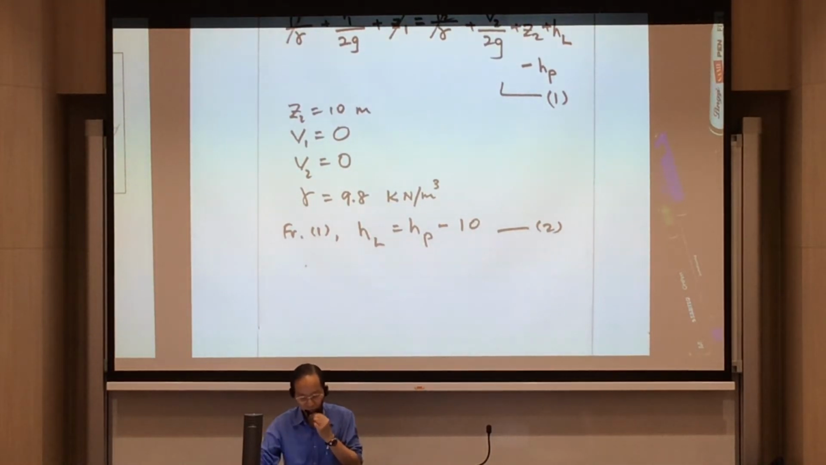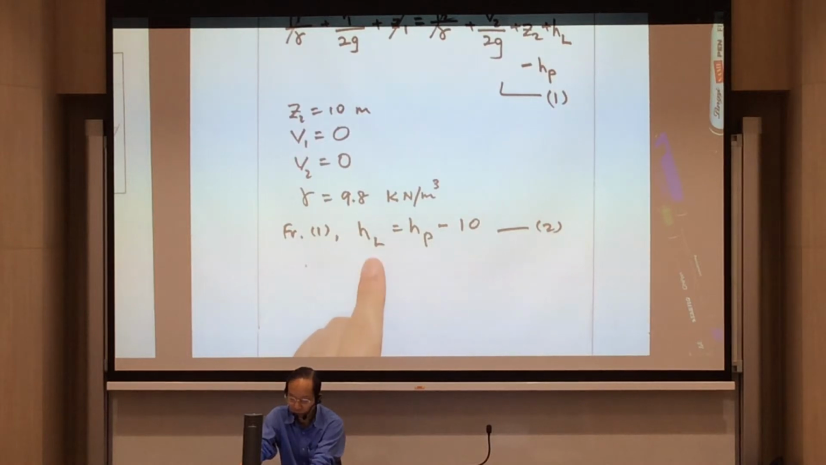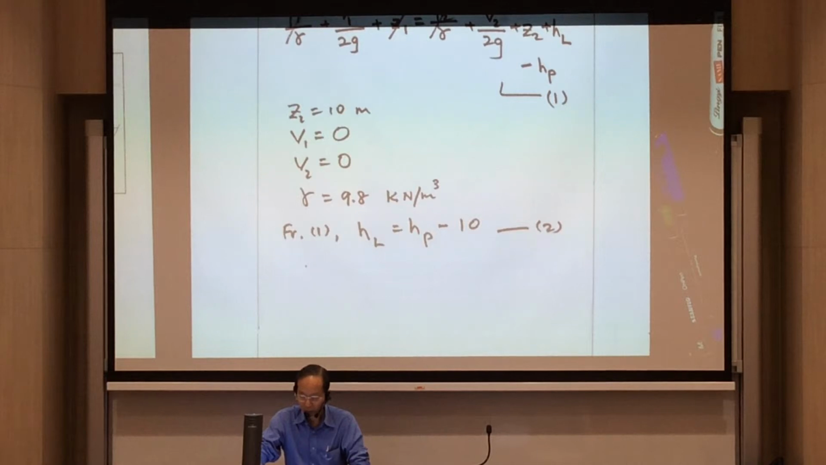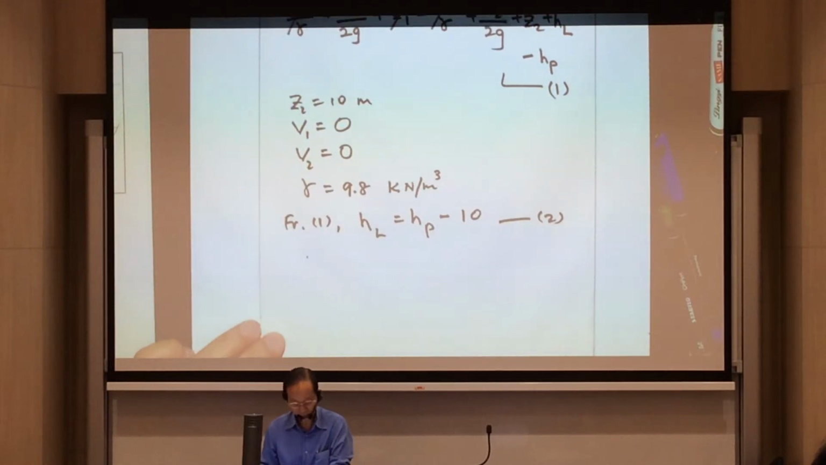Now, we have got one equation there, equation 2, HL versus HP. We need to find HL, okay, we need to find Q, but what is HP? HP gets in the way. How do we find another expression involving HP? Pump head.